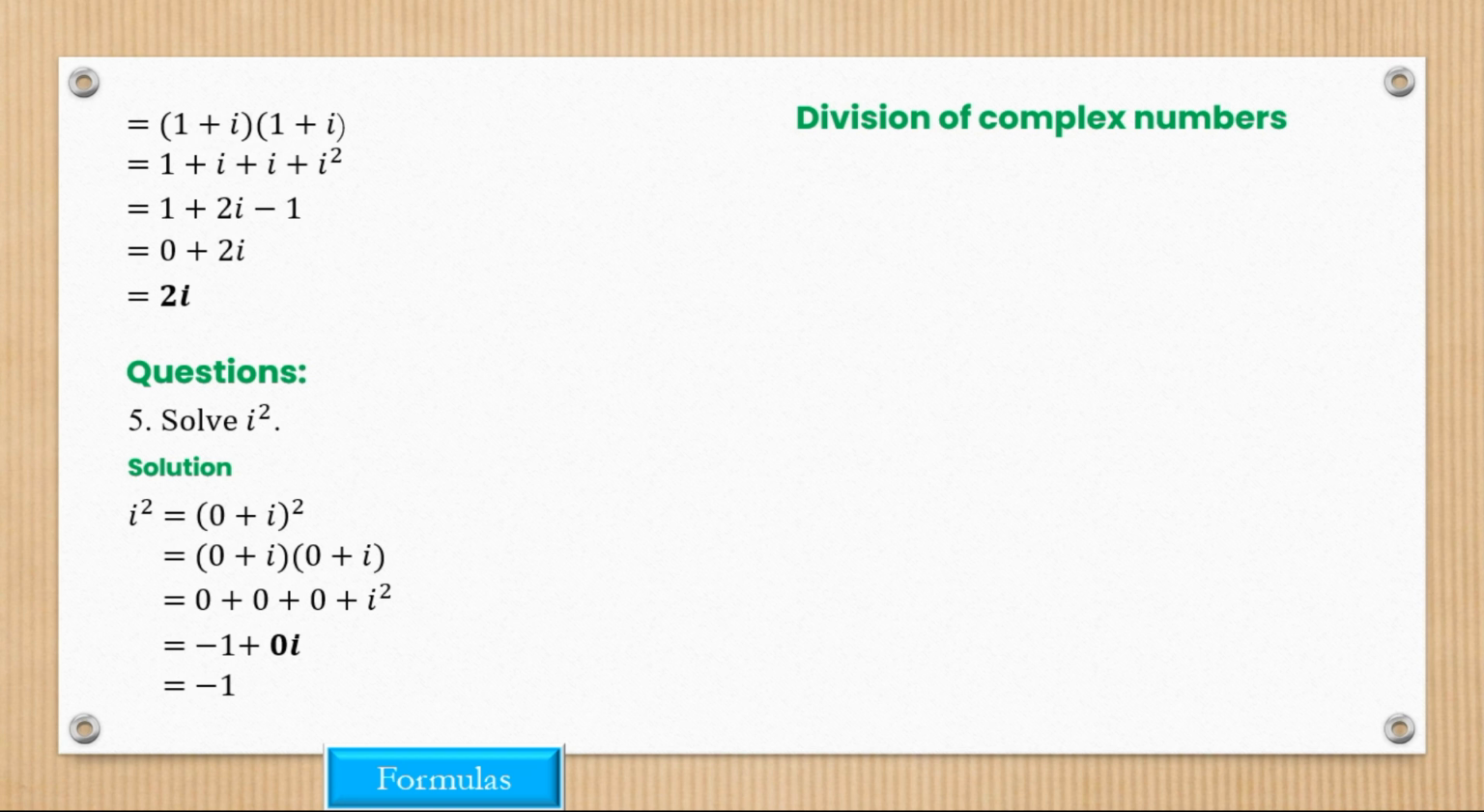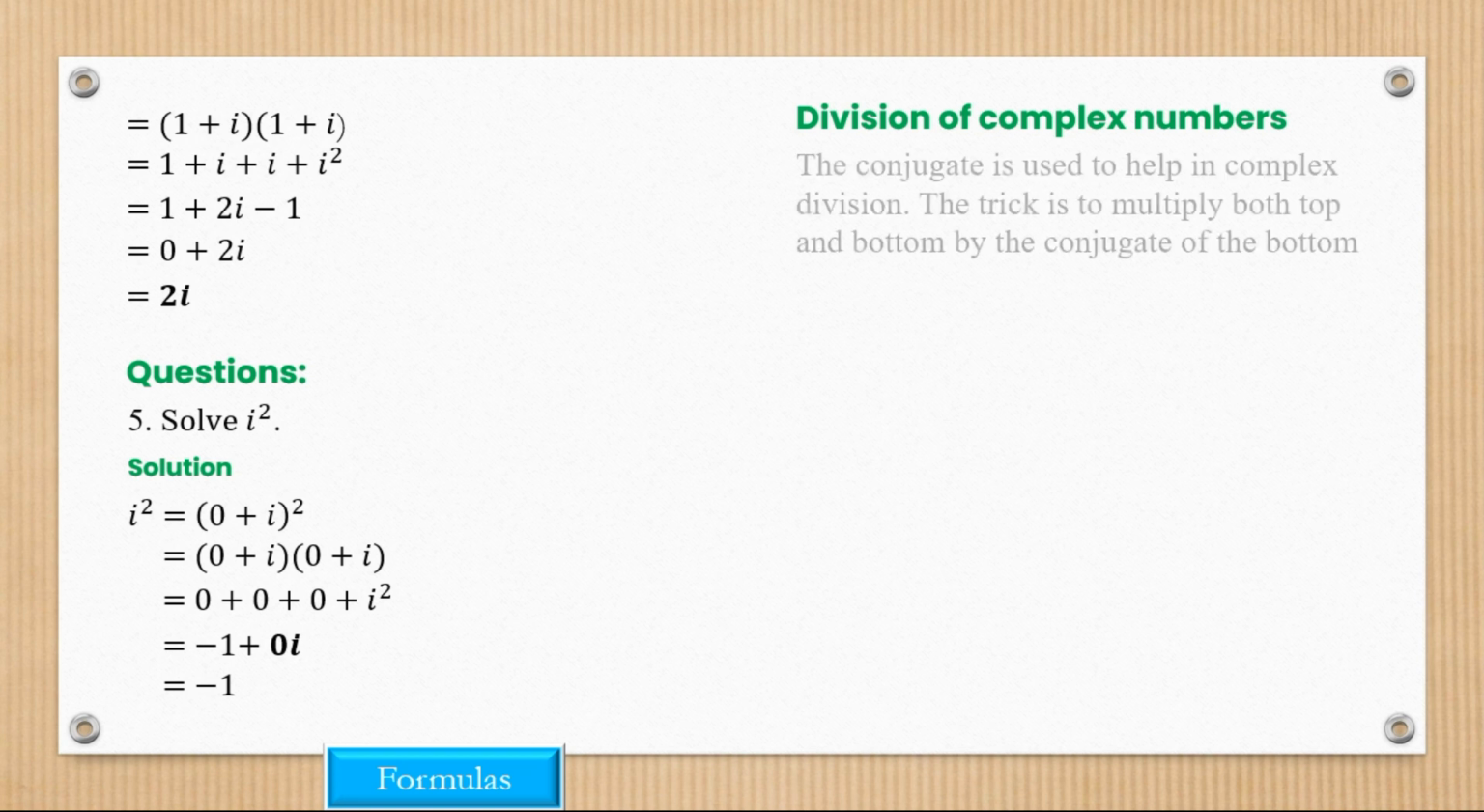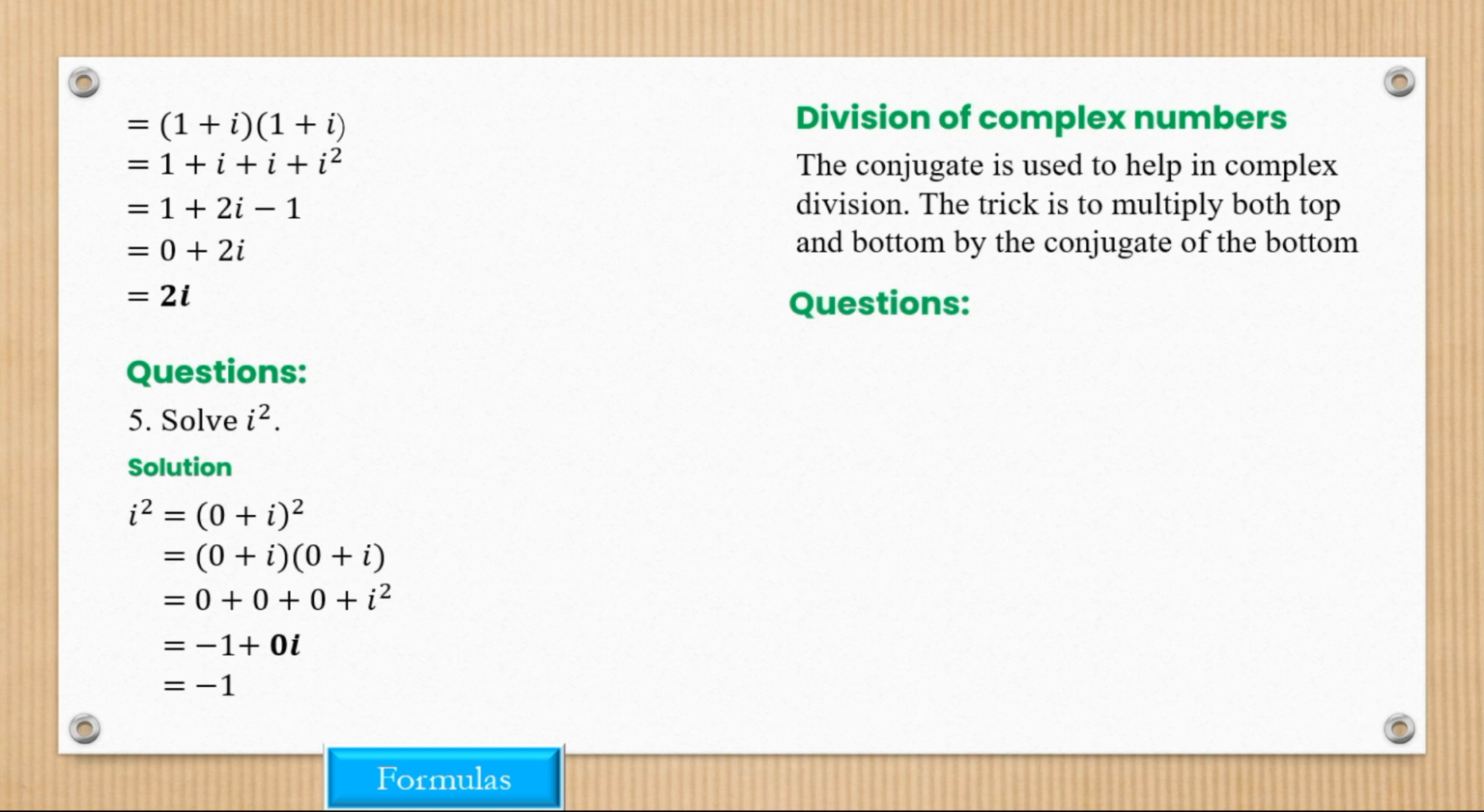How about division? So this is where it gets more interesting. The conjugate is used to help in complex division. The trick is to multiply both top and bottom by the conjugate of the bottom. So now here the conjugate of a complex number is going to play a very important role. So let's look at the question. We're being asked to solve this. So we have 2 plus 3i dividing 4 minus 5i. How do we solve this?